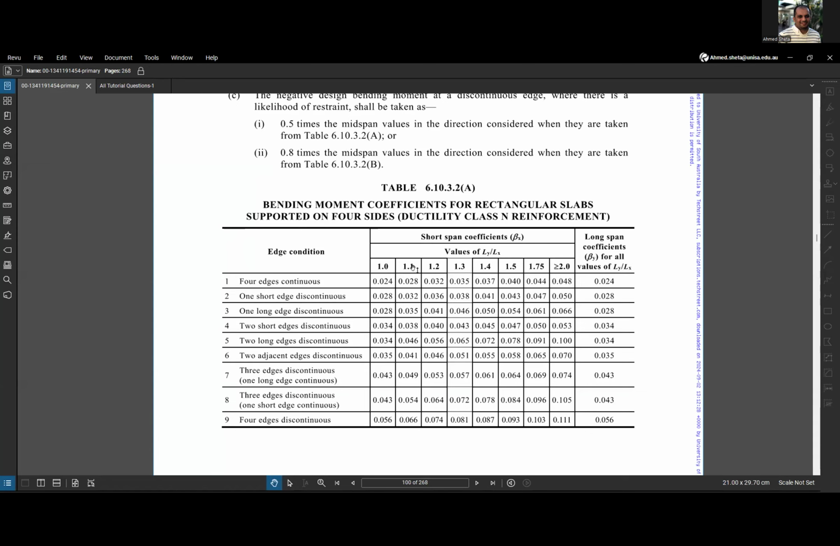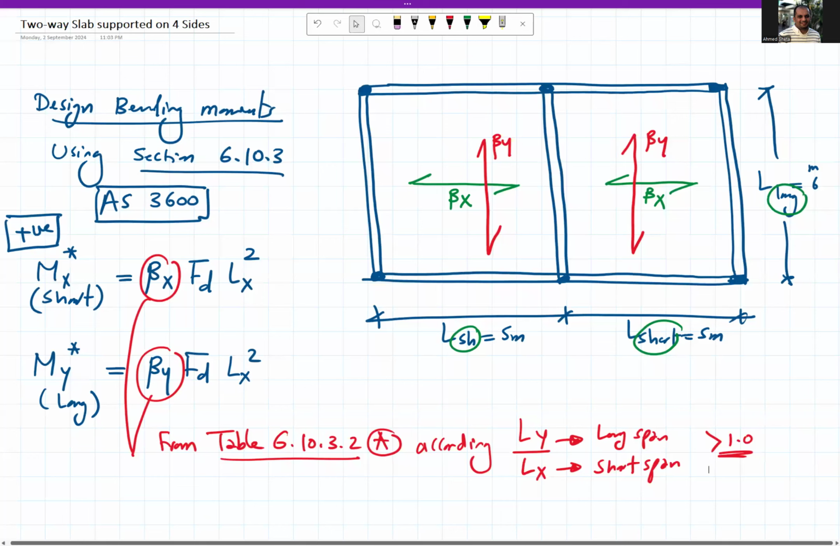So another piece of information we need is the edge condition for the slab, where we have 9 common edge conditions given: 4 edge continuous, 1 short edge discontinuous, and so on. So we need to know two things before finding beta x and beta y. The first is Ly over Lx, and the second is the edge condition of our slab. Okay, so we will go through this in a few minutes.